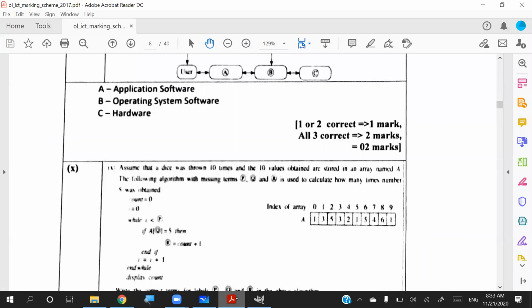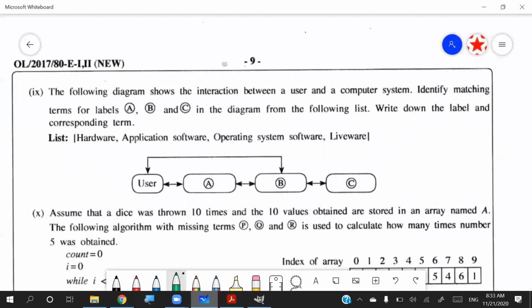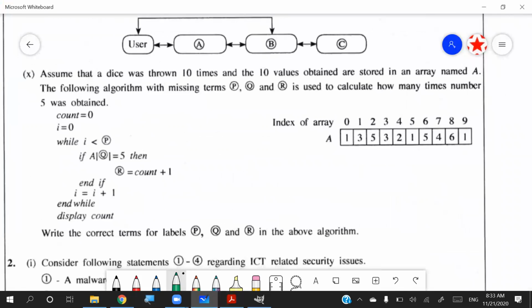The very last part is talking about an array, right? Assume the dice was thrown 10 times and the 10 values obtained are stored in an array named A. The following algorithm with missing P, Q, R is used to calculate how many times the number 5 was obtained. Once the values you get from the dice for the 10 different times are stored in here, the first time is under the 0th index, the second time is under the first index, the third time is under the second index. Likewise, 0 to 9 stores 10 values.